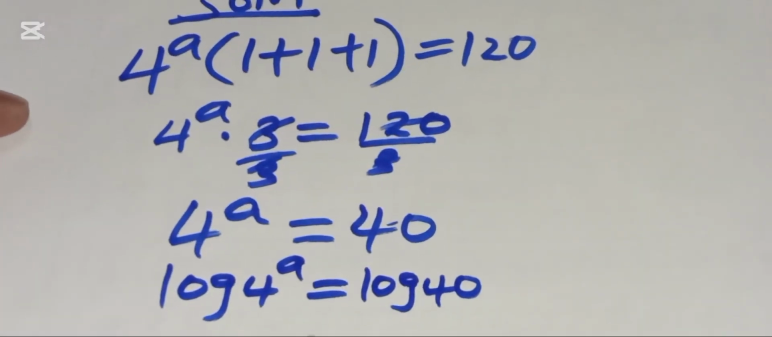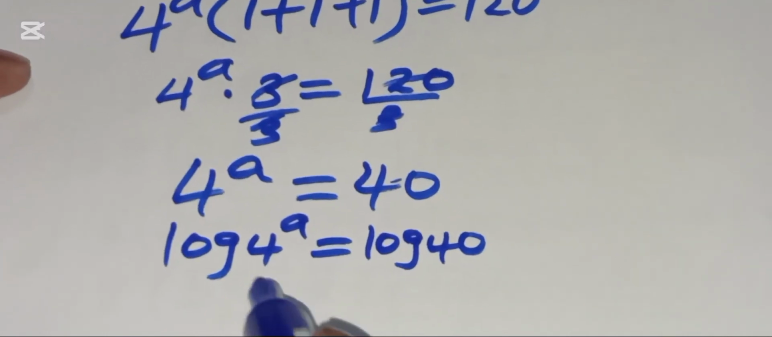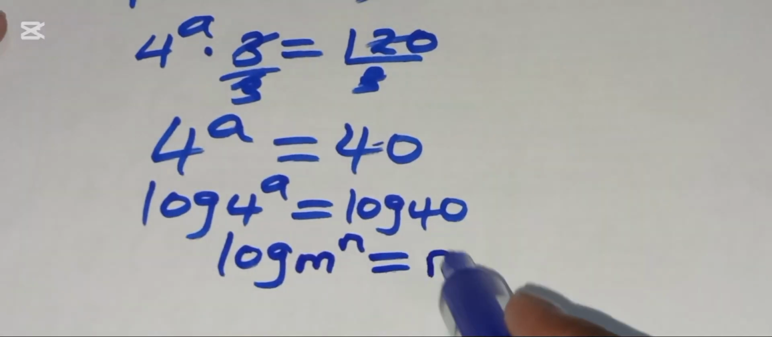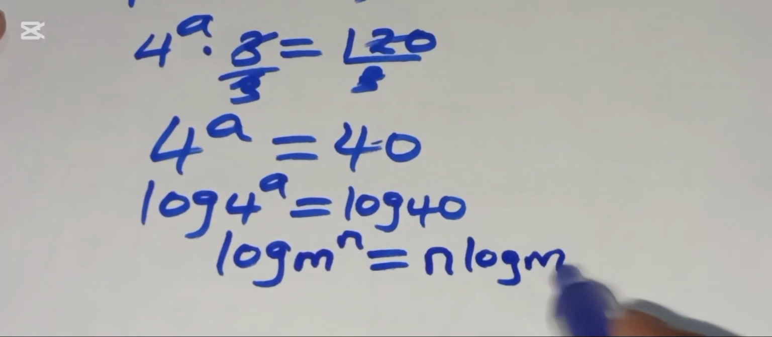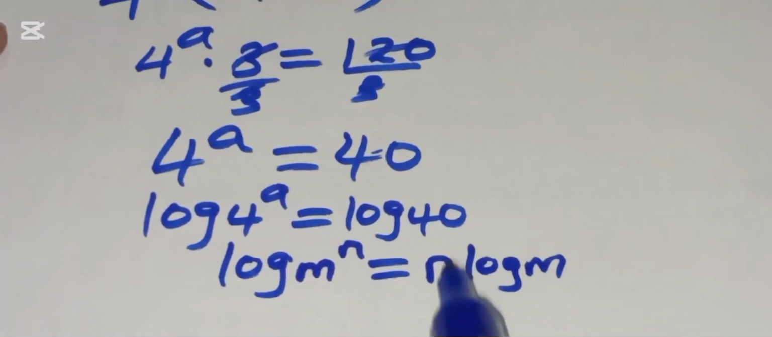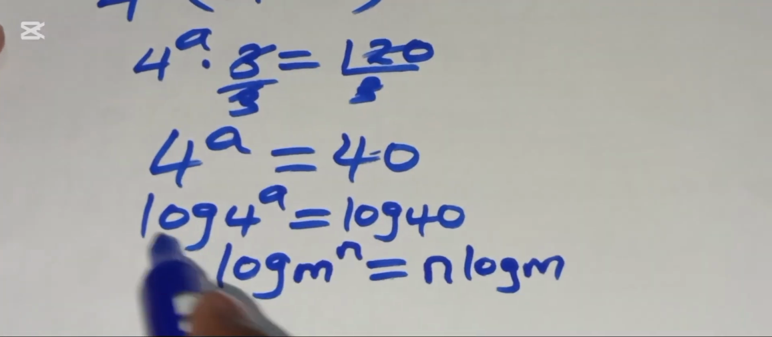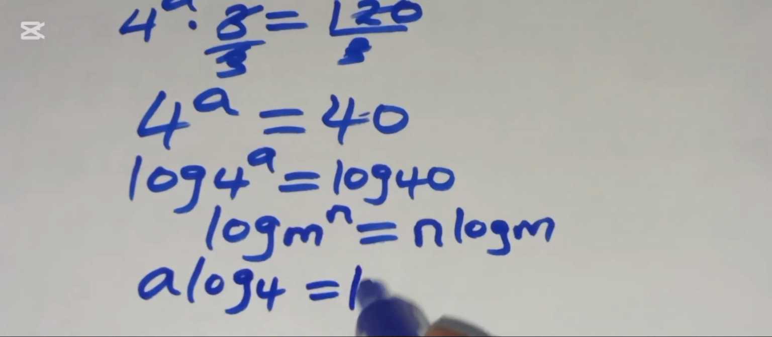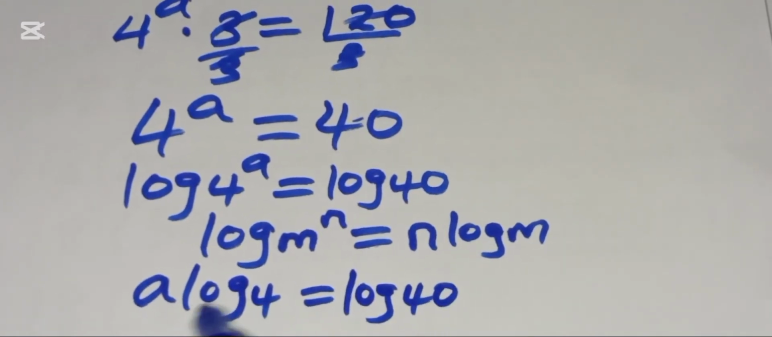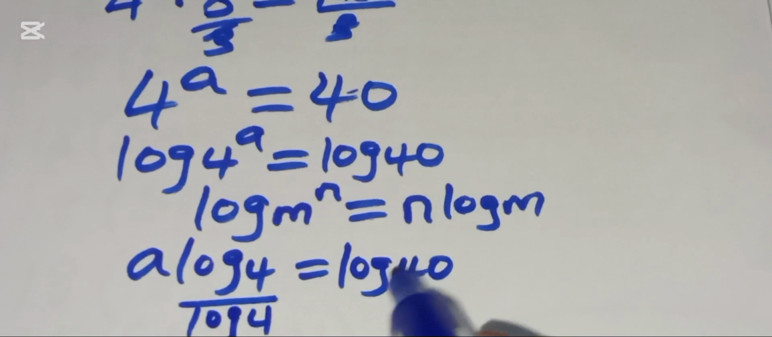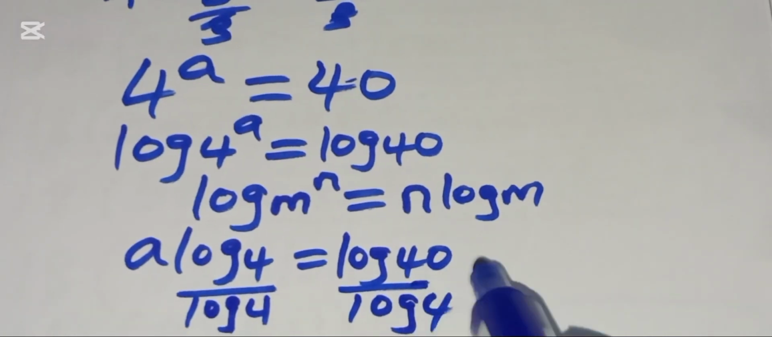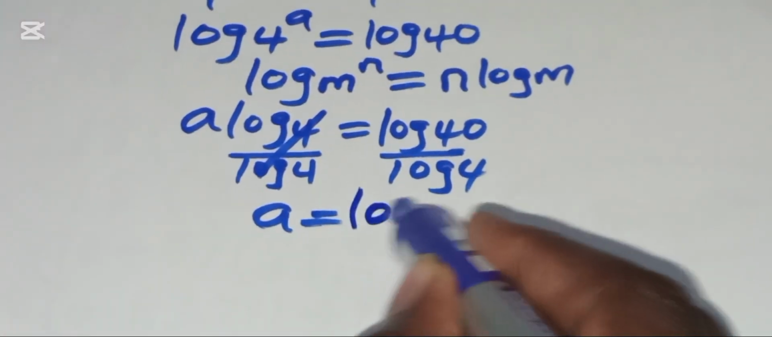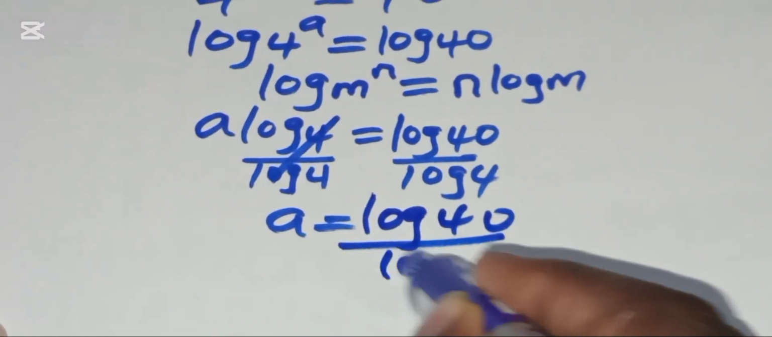Now log 4 raised to power a is in the form of log m raised to power n, which can be expressed as n log m. Applying this power law property of logarithm, log 4 raised to power a becomes a log 4, equal to log 40. We divide both sides by log 4. Therefore, a is equal to log 40 divided by log 4.